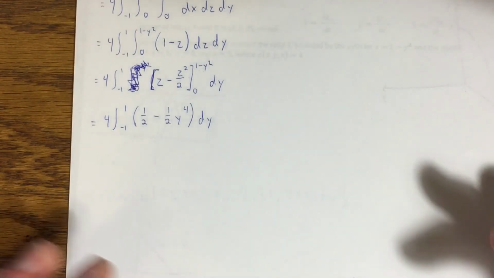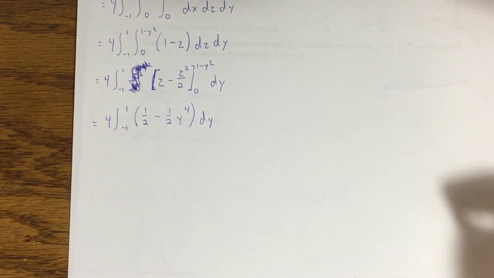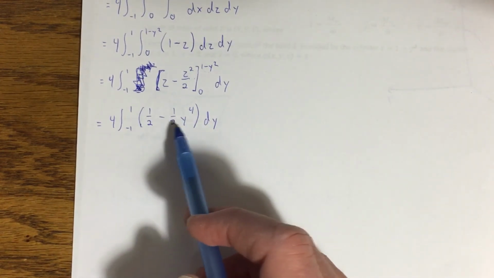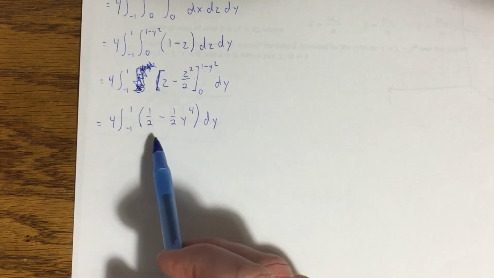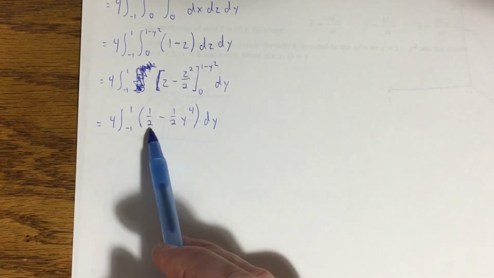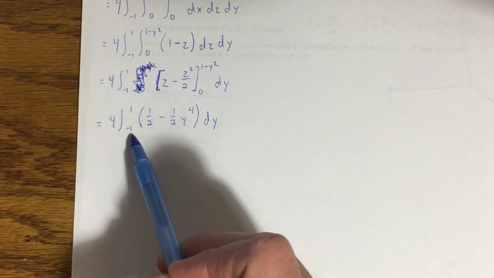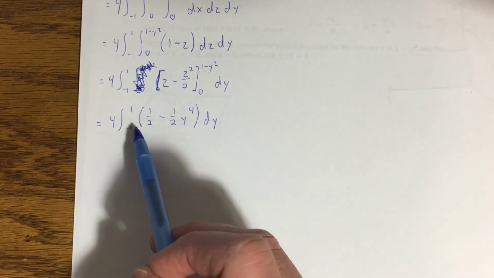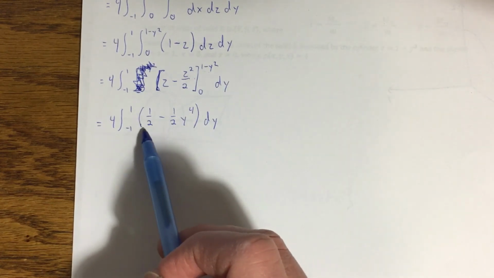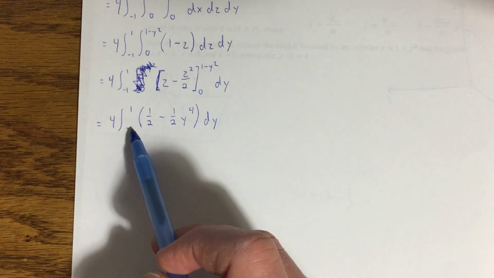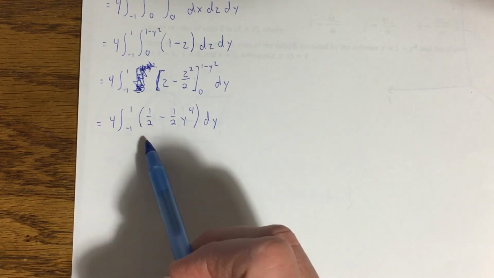Now one thing I recommend doing here is utilizing the symmetry of this function. So you may notice that 1/2 minus 1/2 y to the 4th, this polynomial is an even function, and we're integrating over an interval that's symmetric about 0. Back in Calculus 1, we show that we can just integrate from 0 to 1 and double the result.